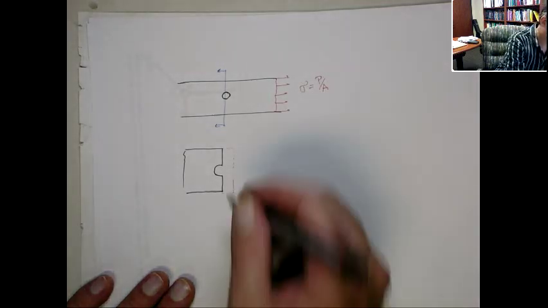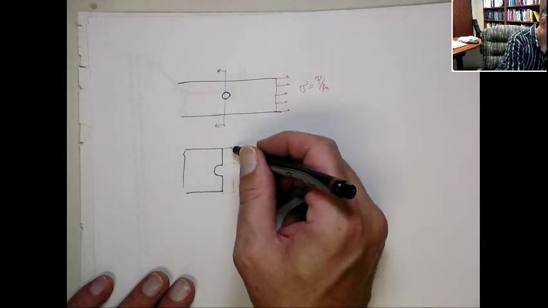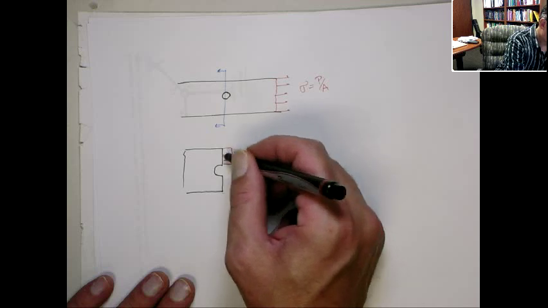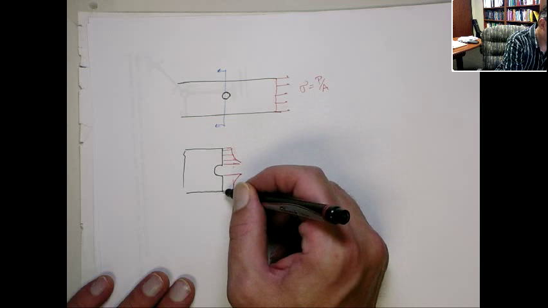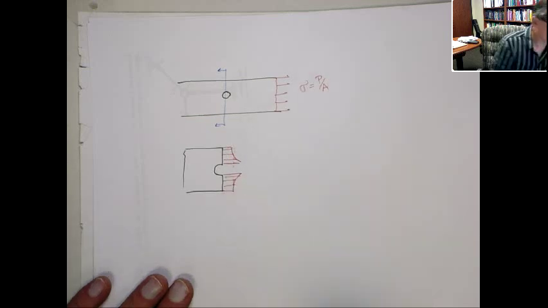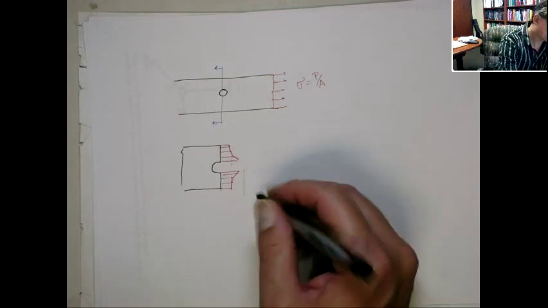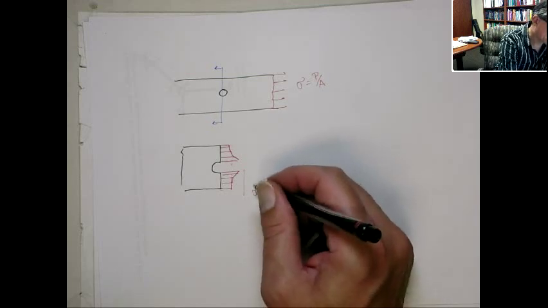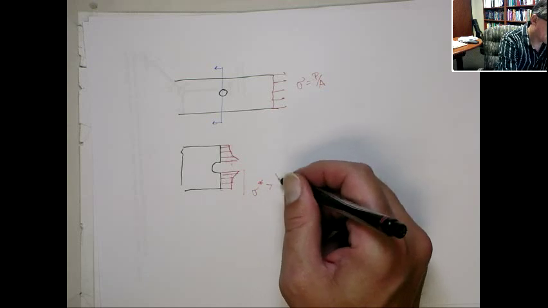What you actually see is near the hole a raise in the stress. And that raise can actually be significant, sometimes factors of 3 or even greater depending upon the geometries. So this stress exceeds, we'll call this the max or the peak. I'll put a little star on here. This is greater than the P on A stress.